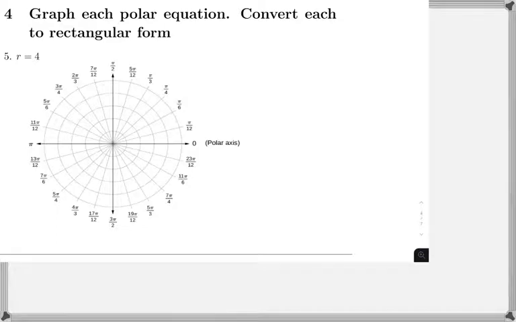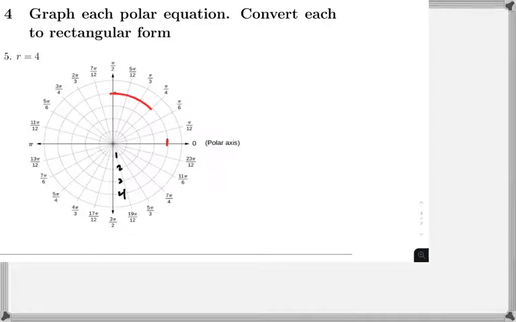Now, the polar coordinate system I have here is from the OpenStax Calculus Volume 2 textbook, from section 7.3. I don't remember exactly what the page number is. I think it's 465. So anyways, the first graph we're going to graph is r equals 4. So the radius is equal to 4. We'll go ahead and label our rings there, 1, 2, 3, 4. That's the distance from the pole.